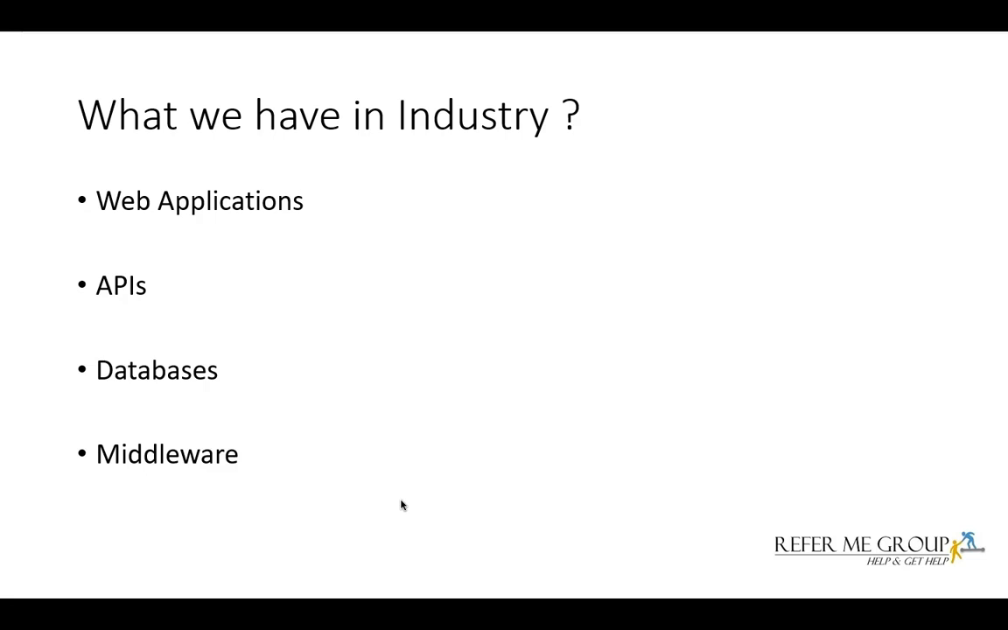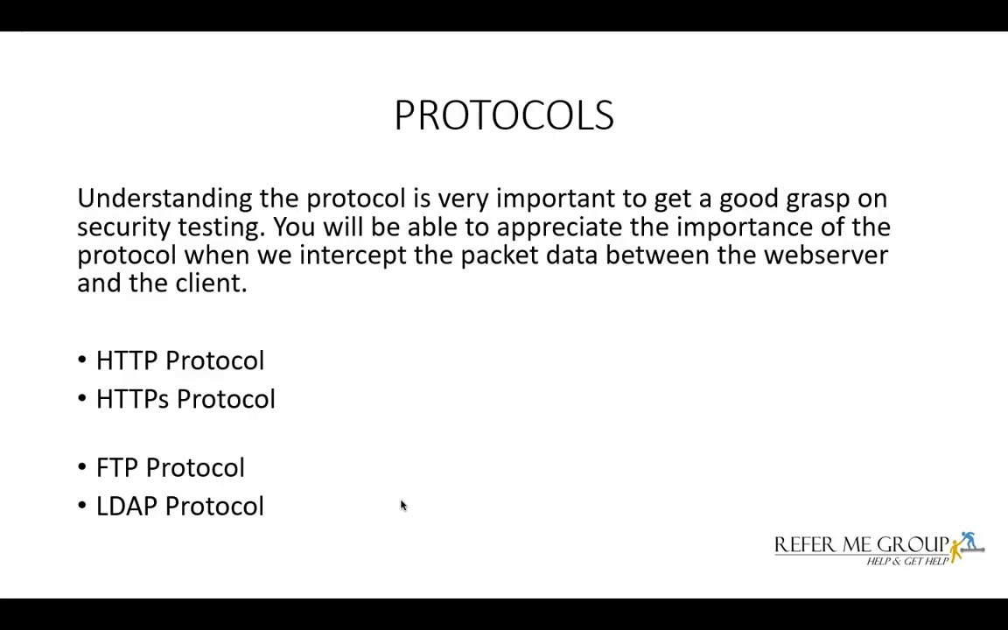Just a thought here: we have web applications, APIs, databases, and middlewares mostly in the industry. That's how every application is built up, with these four major components. There are several other things as well, like some other kinds of data sources. By databases, you can assume these are all kinds of data sources, and then some other small chunks. But these are the major things we have in our industry.